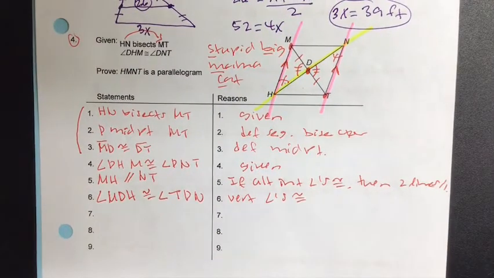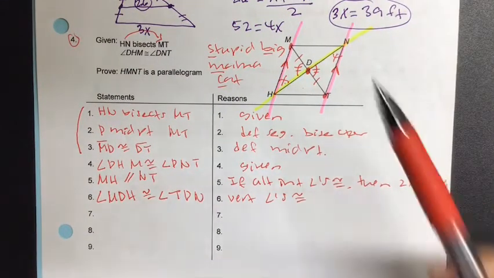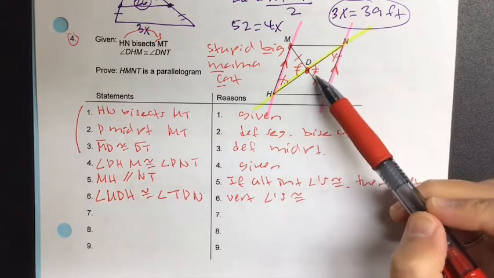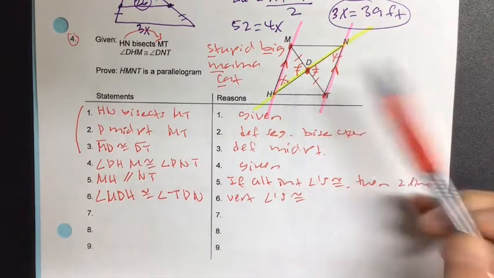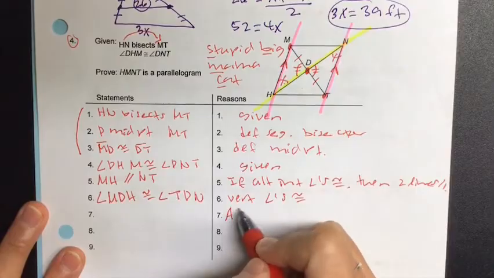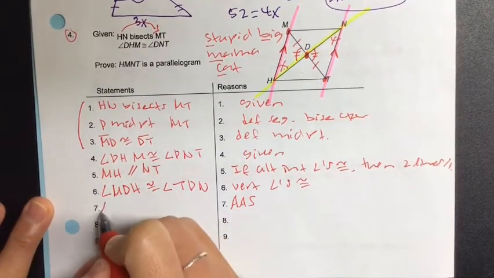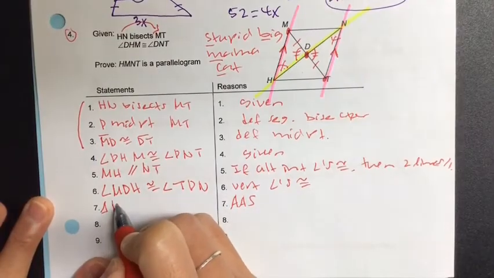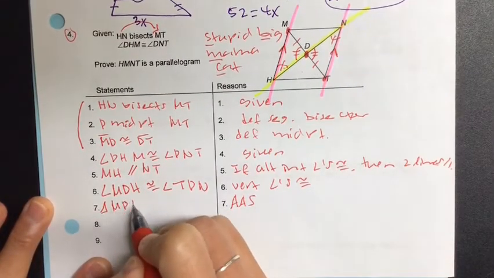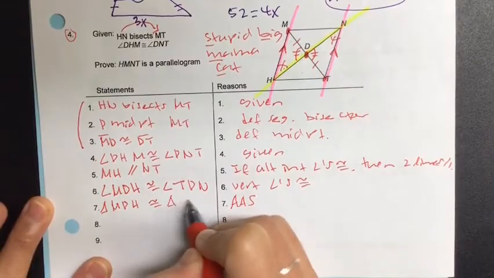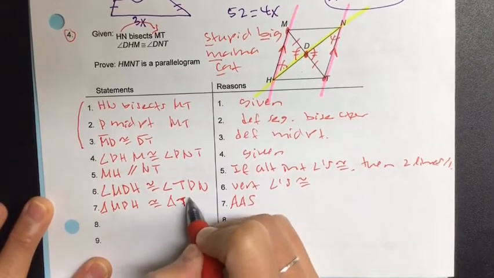Now let's see if we have enough information within just one triangle. Angle, angle, side. Is that true? So let's put on here number 7 is angle, angle, side. And why not name it the same way, in the same order as the angle above? Triangle MDH is congruent to triangle TDN. Ooh, that's a T. DN.